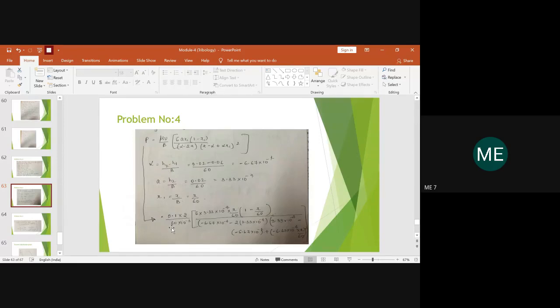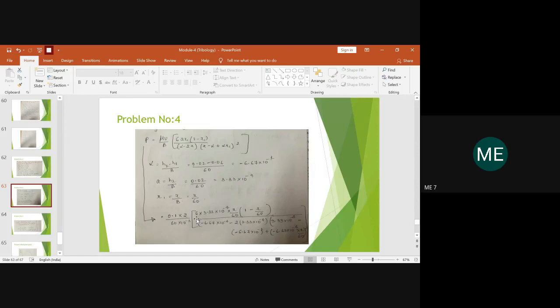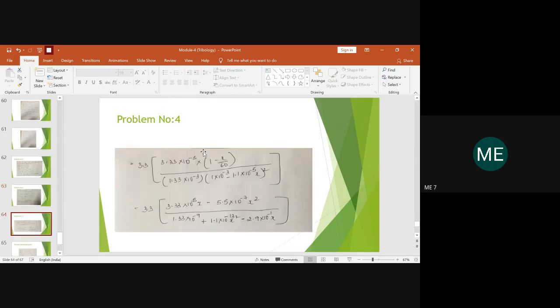0.1 into 2 divided by 16 into 10 raised to minus 3. You have to get somewhere around 3.33. Okay. So then again in the numerator, this part you will simplify. 6 into 3.33 into 10 raised to minus 4 into x upon 60 with this constant, with the parameter of x. So you will get somewhere like 3.33 into 10 raised to minus 5 into 1 minus x upon 60. So this will be your numerator.